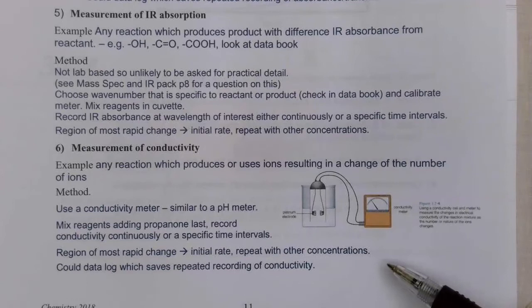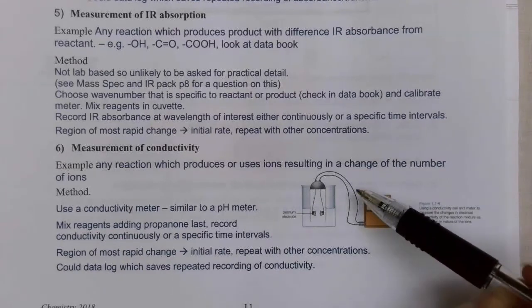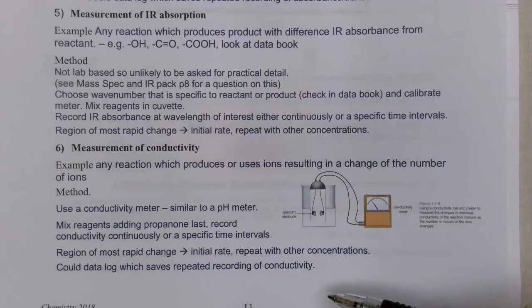And basically what you'll be looking at is how the conductivity changes through the reaction. We tend to use a conductivity meter for this. It's very similar to a pH meter, which you could also use to measure the rate of the reaction.